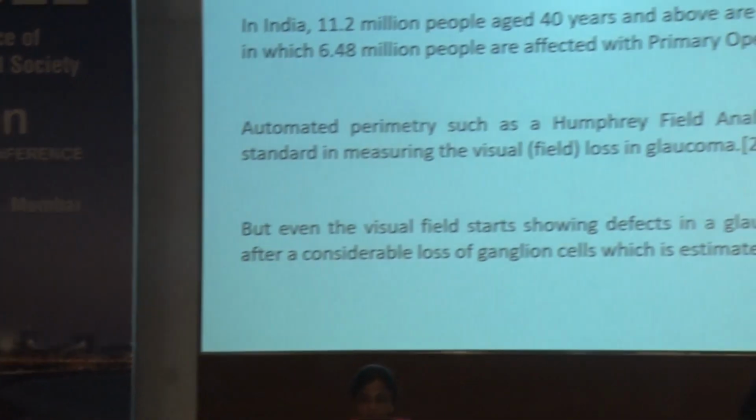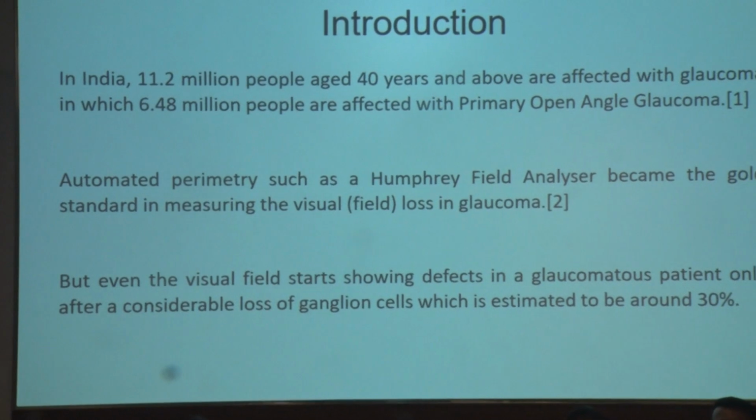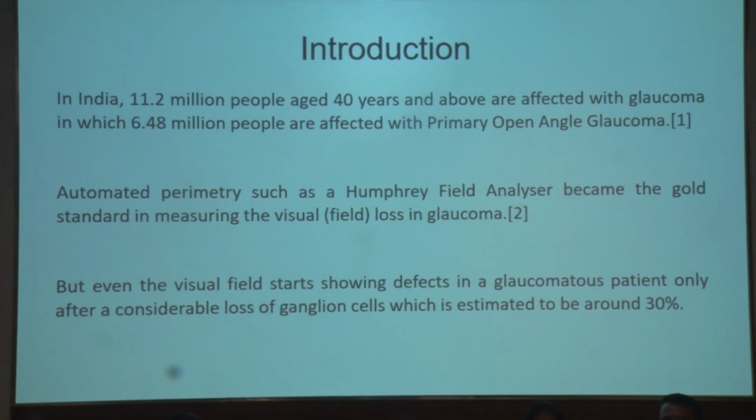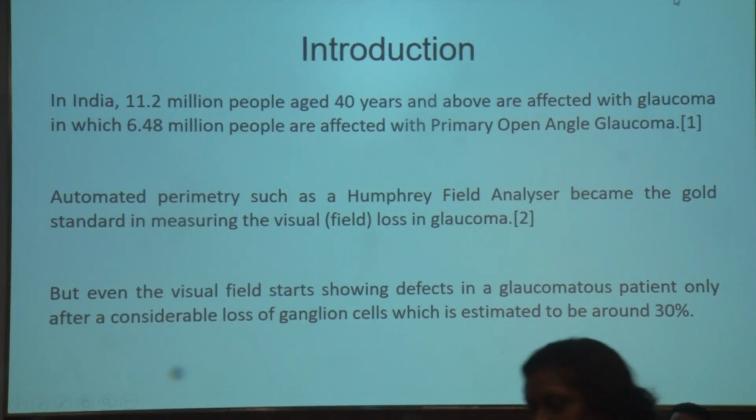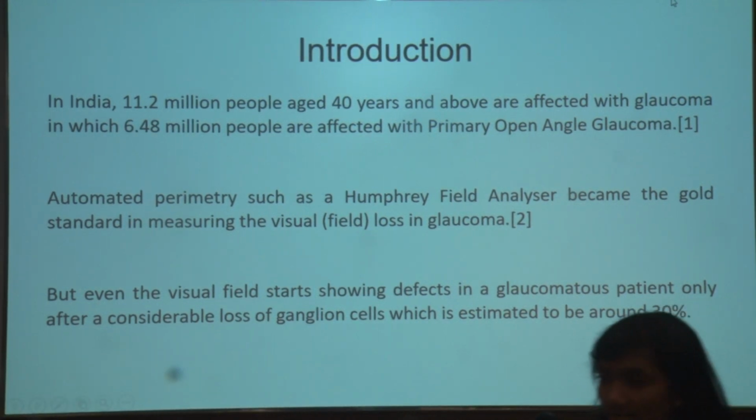Good morning. I am presenting my study on SDOCT in the diagnosis of primary open angle glaucoma. In India, 11.2 million people have glaucoma, out of which 6.48 million people have POAG. Automated perimetry, also known as the HFA, was initially used to diagnose POAG. But this instrument had a problem with it. That is, it detected glaucoma only when 30% of the ganglion cells were already lost.